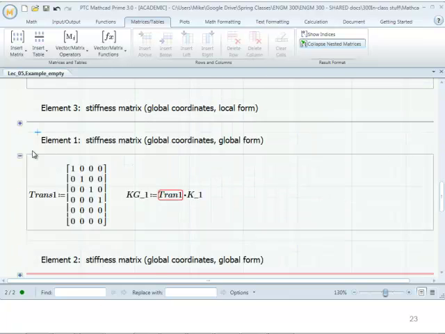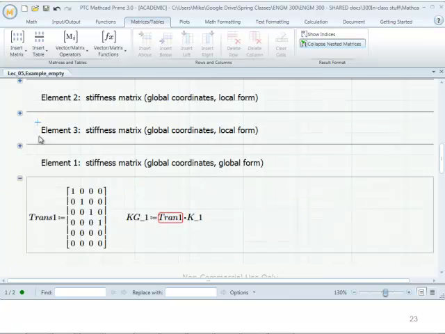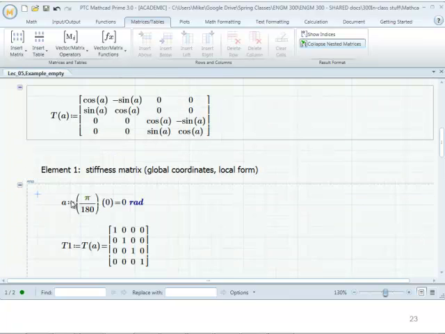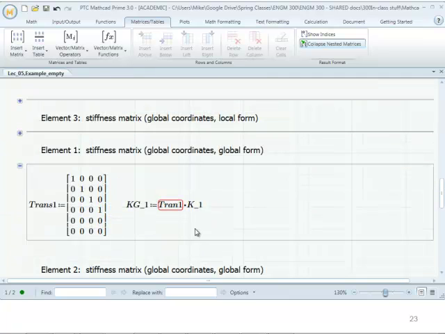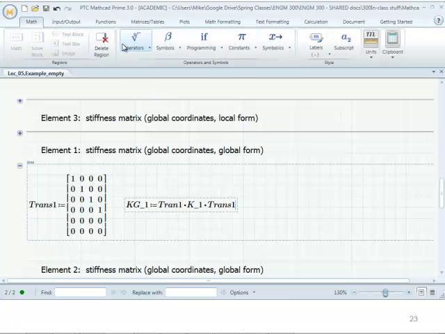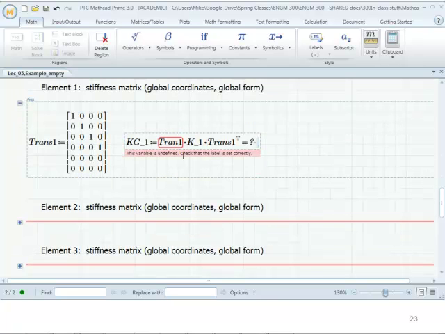Here, maybe close them up. This should be easier. There's element 1 right here. This guy right here. Times trans 1, transpose of that. All right. Go ahead and hit equals on that. All right, so that's what happened here. So I forgot the S. So variable is undefined. So I just go in here and add my S back in.